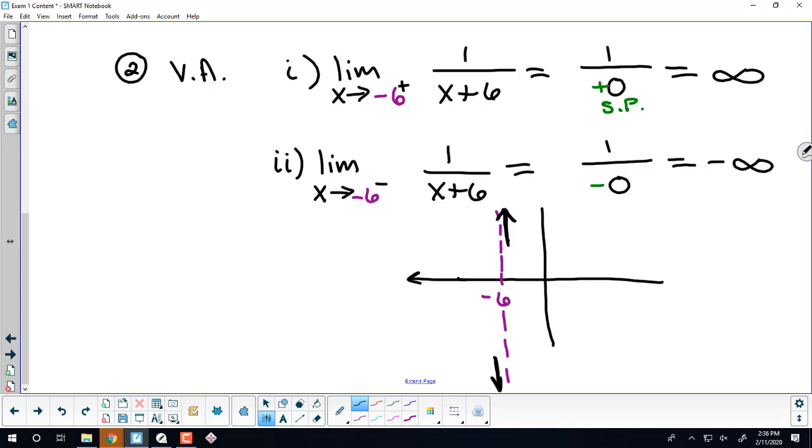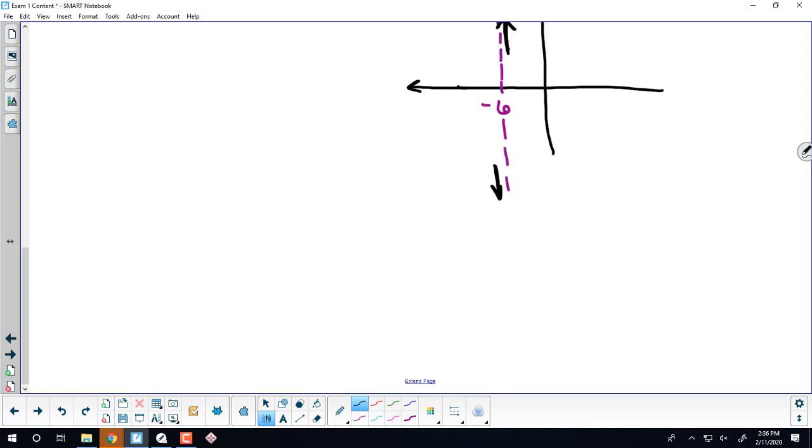Questions on any of that? So those are the discontinuities. We used limits to show what's happening at the discontinuities. And then I guess part 3, we would compute or try to find the horizontal asymptote. So how do we find the horizontal asymptote? Using limits. What do we have to compute?